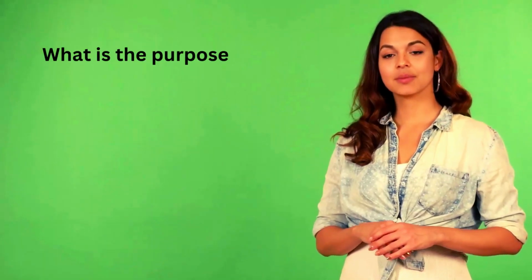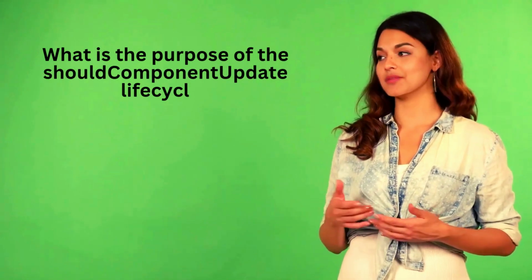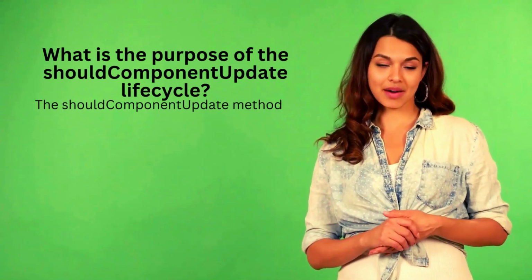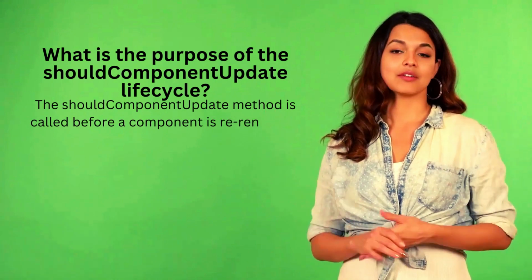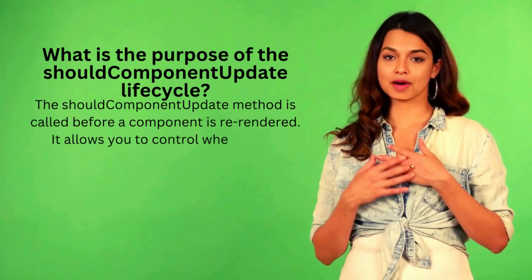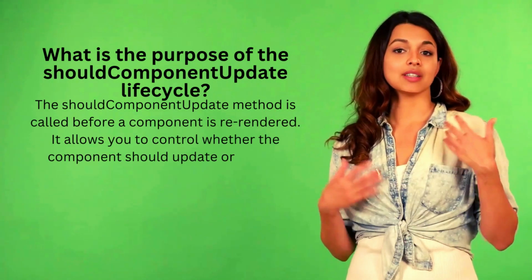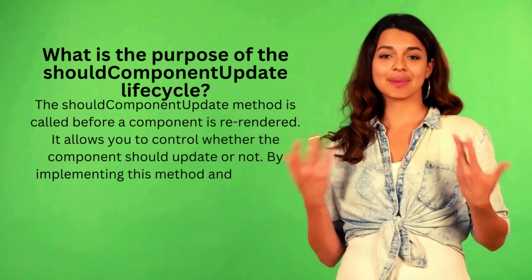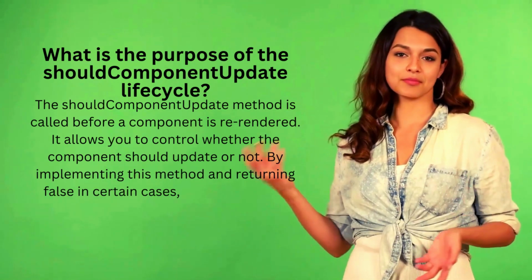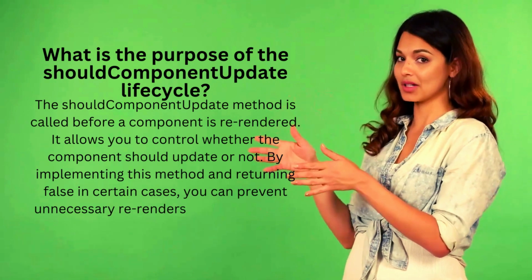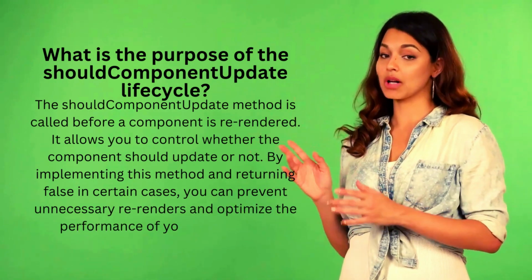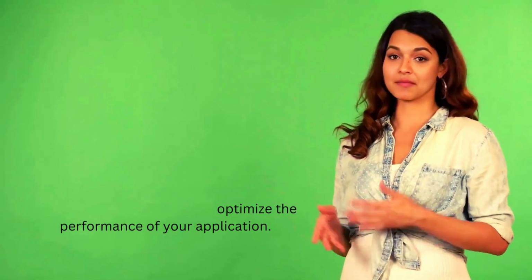What is the purpose of the shouldComponentUpdate lifecycle method? The shouldComponentUpdate method is called before a component is re-rendered. It allows you to control whether the component should update or not. By implementing this method and returning false in certain cases, you can prevent unnecessary re-renders and optimize the performance of your application.